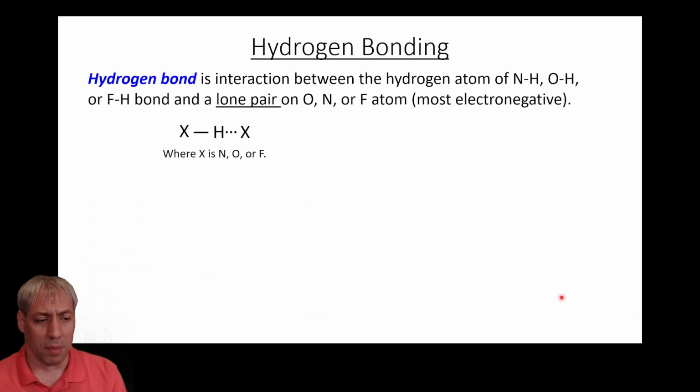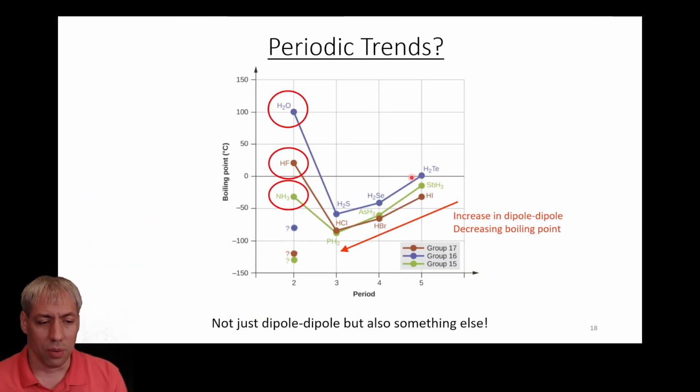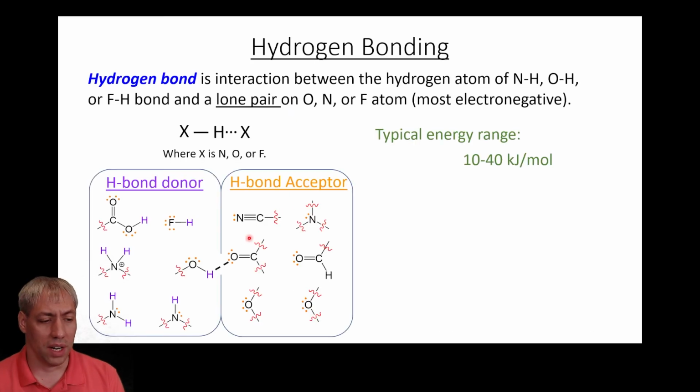So just quickly going back to this graph, again, you had this trend of dipole-dipole interaction, and then something weird happened. You end up with H2O, HF, and NH3, which have higher boiling points than you'd expect from dipole-dipole alone. And the reason is these guys can hydrogen bond. They have lone pairs on the oxygen, fluorine, and nitrogen. They also have H's that can interact with those lone pairs, and you can generate this hydrogen bonding interaction.